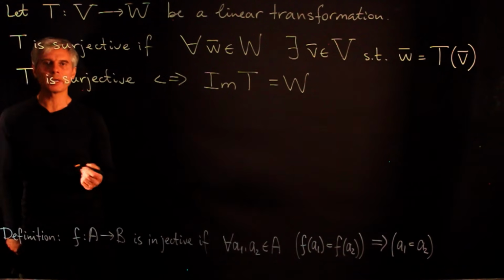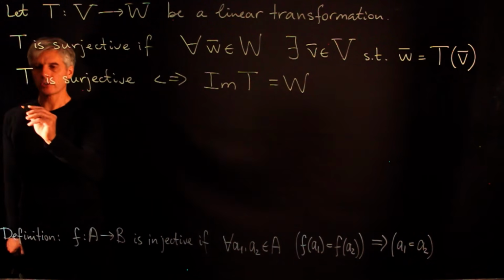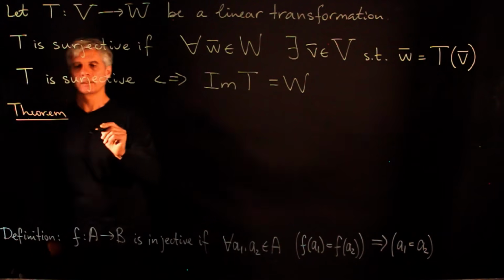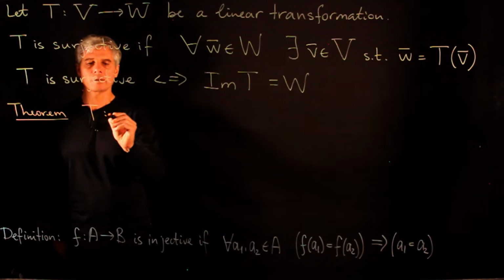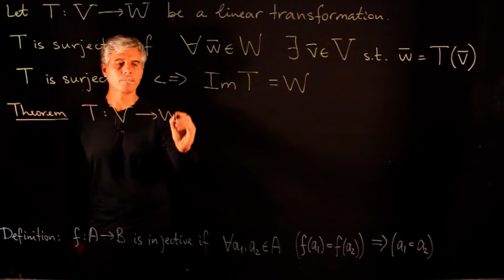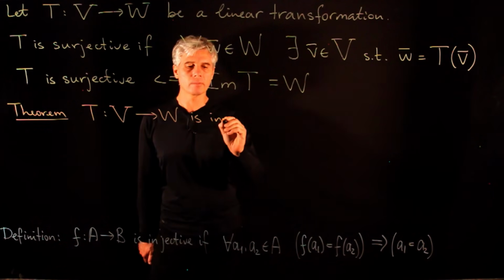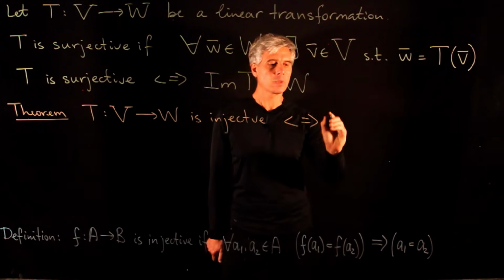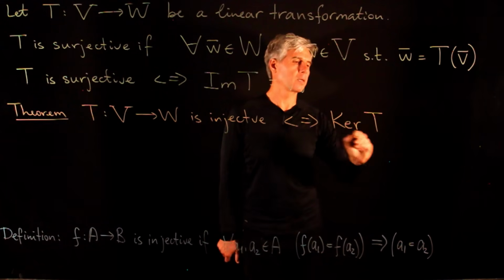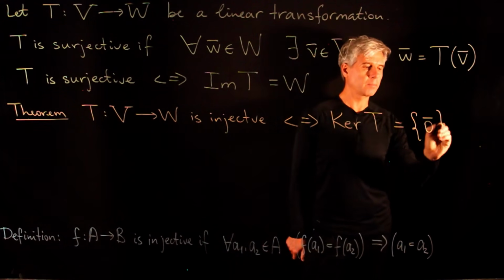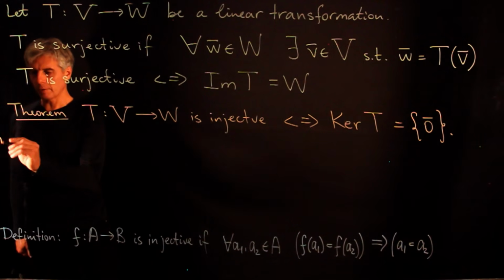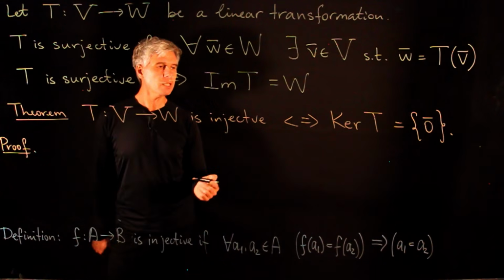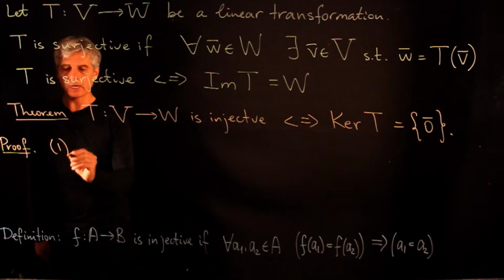Now we state a theorem about injective linear transformations. So theorem: T from V to W is injective if and only if the kernel of T is equal to the zero vector. So let us give a proof of this theorem. So here this is an if and only if statement. So we have two parts.